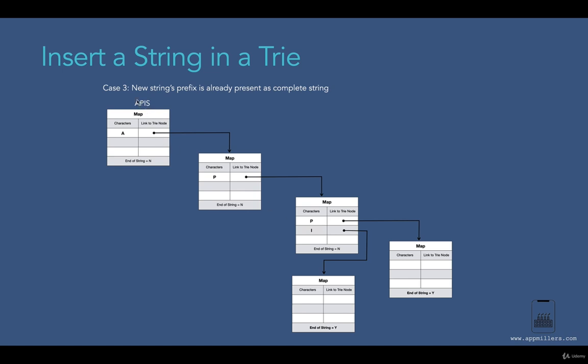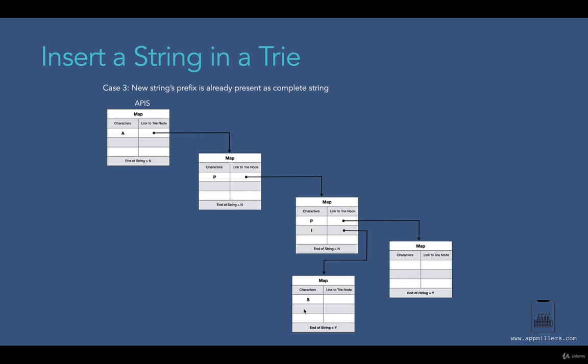One more time, we are going to check the first character. We see that the first character is the same. Then we continue to the second character, and we see that the second character is also the same. Then we continue to the third character, and we see that the third character is also the same. Then we continue to the fourth character. In this case, after I, we have a blank node. So this means that we are going to insert S into this blank node.